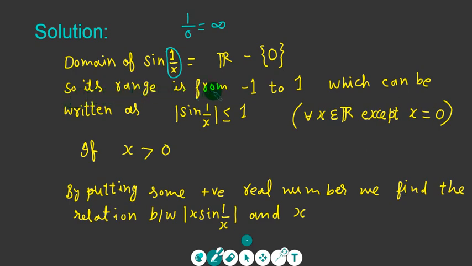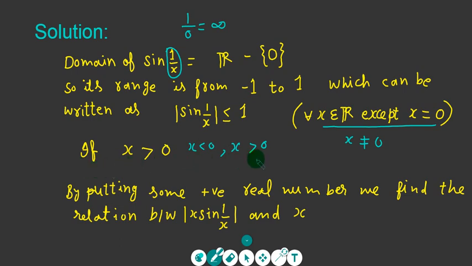So its range is from -1 to 1, which can be written as the absolute value of sine of 1 upon x less than or equal to 1. Here it is written that we can take all real numbers except 0. We cannot take x equal to 0. We can also write this as x is not equal to 0. As 0 is not included, there may be positive values and negative values.